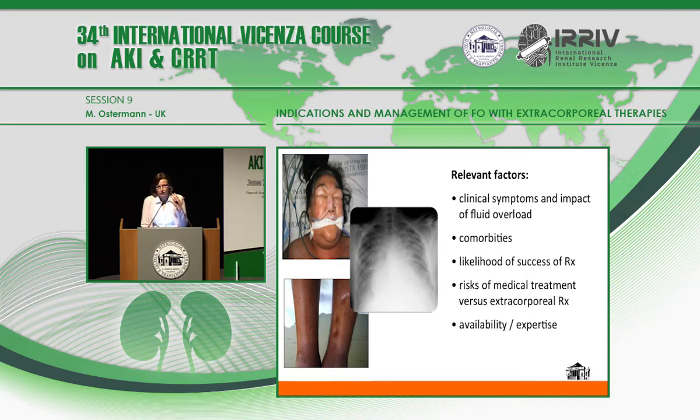As you go through the potential therapies, you will ask yourself, what is the likelihood of a particular therapy to achieve an adequate diuresis or achieve adequate fluid removal? And with that comes the question, what are the downsides? What are the risks of choosing one therapy over the other? And finally, ultimately, the decision will be determined by the availability and the expertise in your unit. So lots of different factors to think about when facing a patient at the bedside.